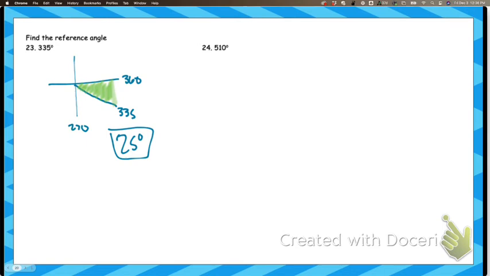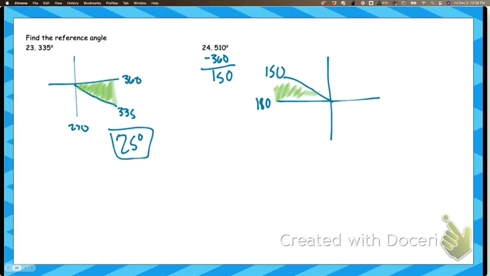All right, to do 510, again, we're going to need to find a coterminal angle that's more than a full circle. So let's subtract 360. So let's figure out where 150 is. 150 goes in quadrant 2. Reference angle is the distance in between those, which is a distance of 30 degrees.